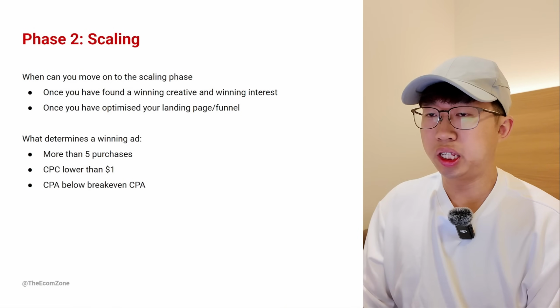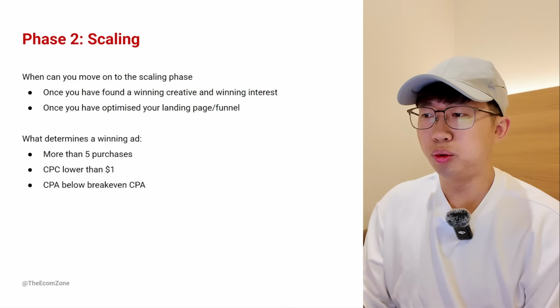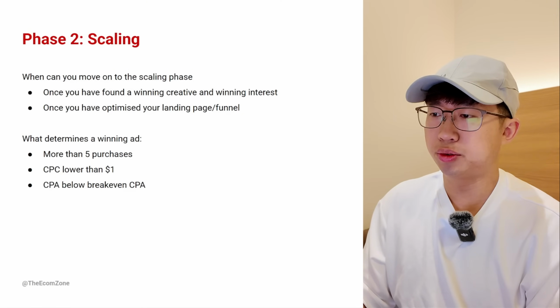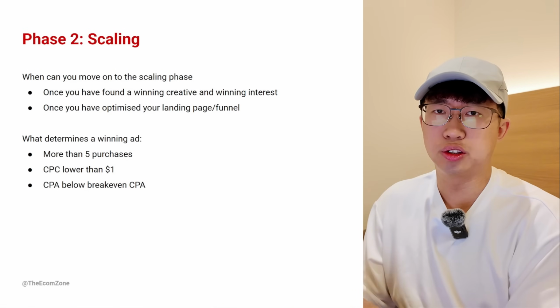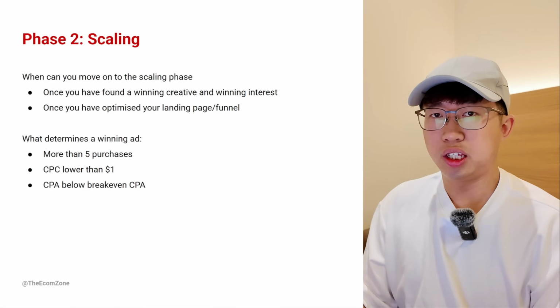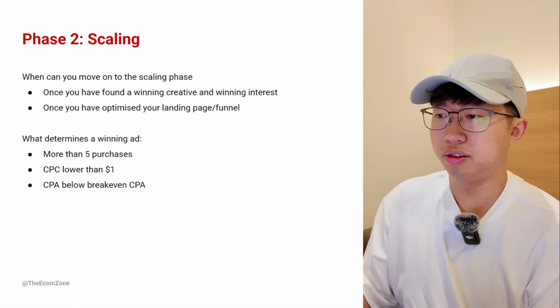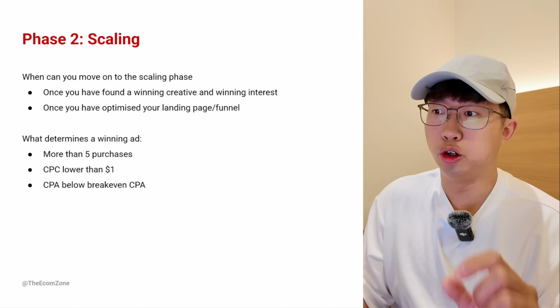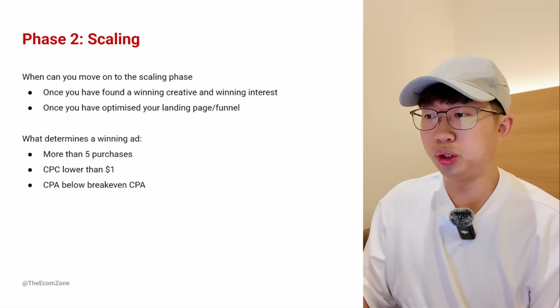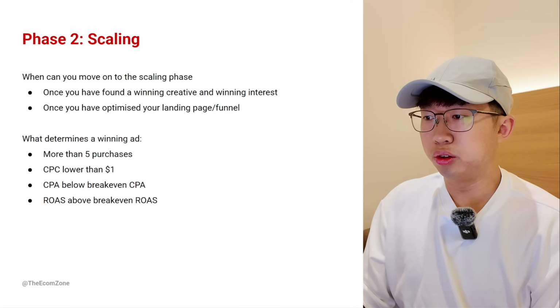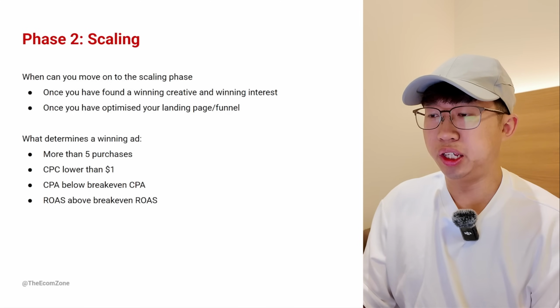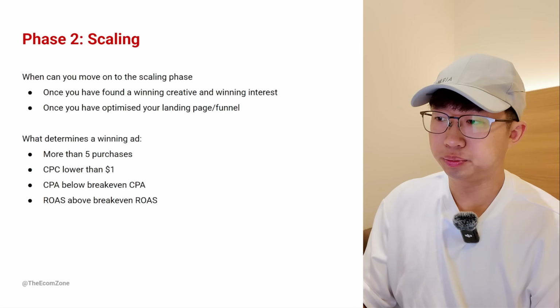CPA is below your break-even CPA. And also one thing about break-even CPA, if it's around $20, that's not too bad, but if it's around like $10, it's actually just too low. It's actually very hard to scale your ads if your break-even CPA is a low figure. You ideally want your break-even CPA around $30 or more. And also your ROAS should be above break-even ROAS when you're scaling.